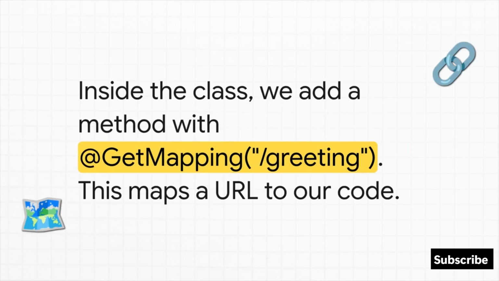Now, inside that class, we write a simple method, but look closely at the annotation right above it, @GetMapping("/greeting"). This is where the magic really connects. This little line creates a direct link. It tells Spring, listen, anytime a web request comes in looking for the /greeting URL, I want you to run this specific method and send back whatever it returns.